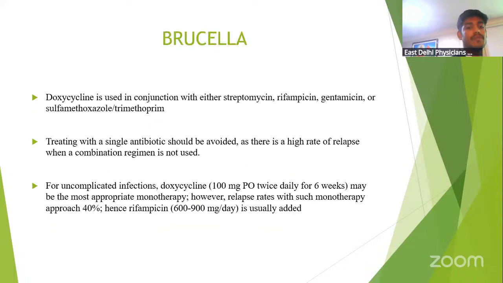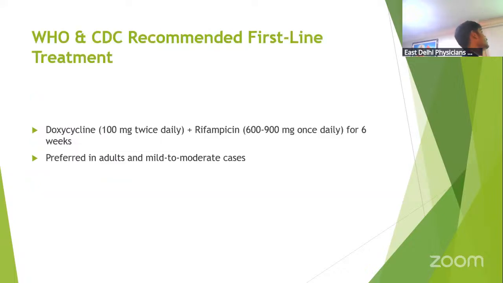We'll shift to the treatment primarily. The CDC and WHO recommended first line treatment is doxycycline 100 BD plus rifampicin 600 to 900 for 6 weeks. The drug of choice is doxycycline, but with doxycycline monotherapy, the relapse rate is as high as 40 to 50%. To combat the relapse, we add rifampicin, and the minimum duration is 6 weeks. This is for acute uncomplicated brucellosis.